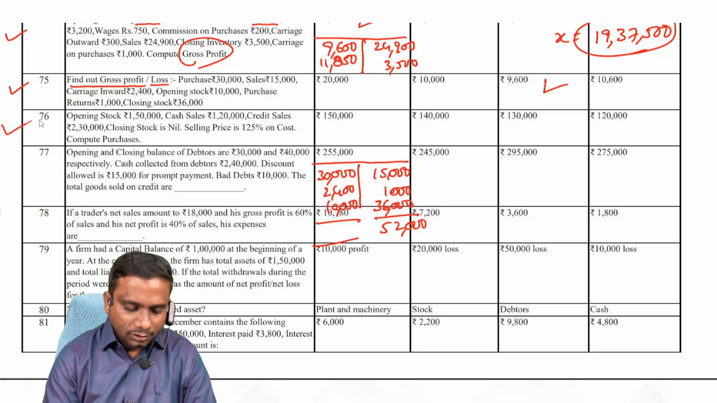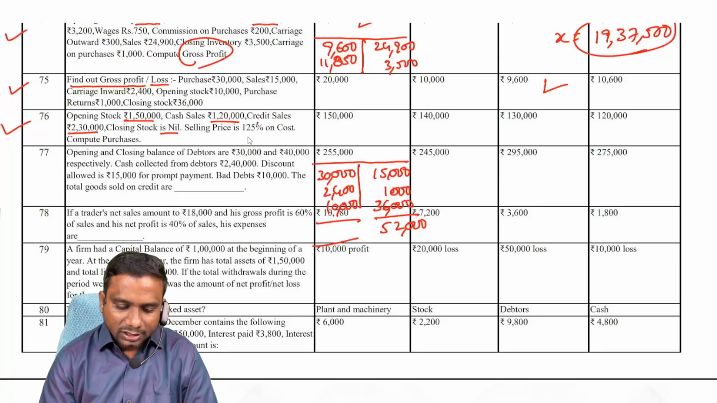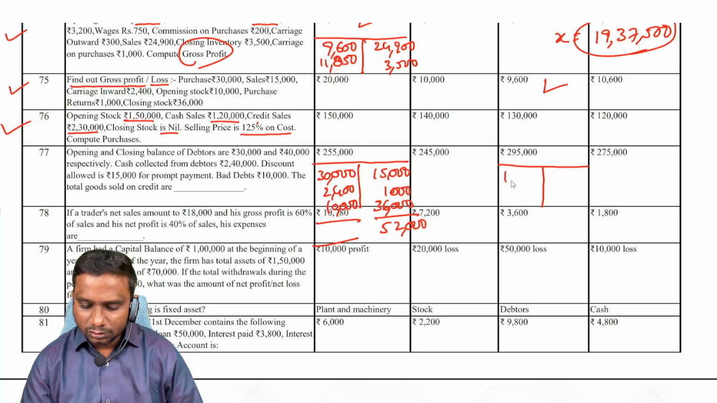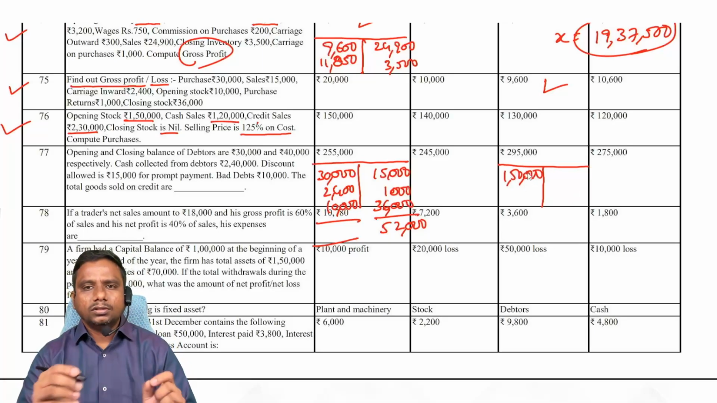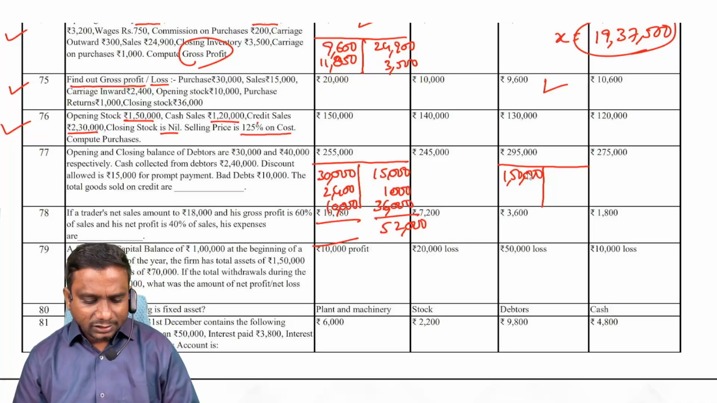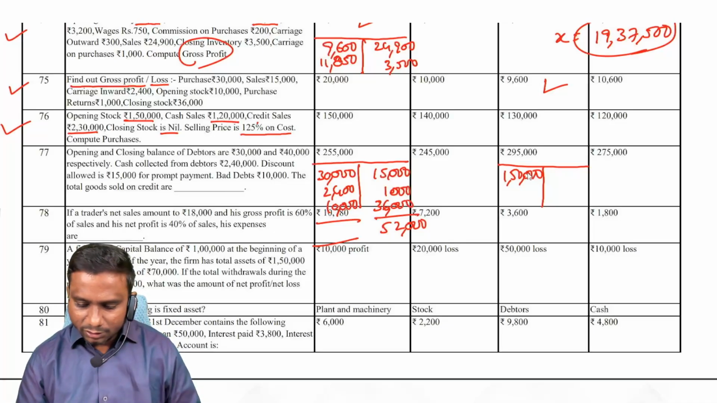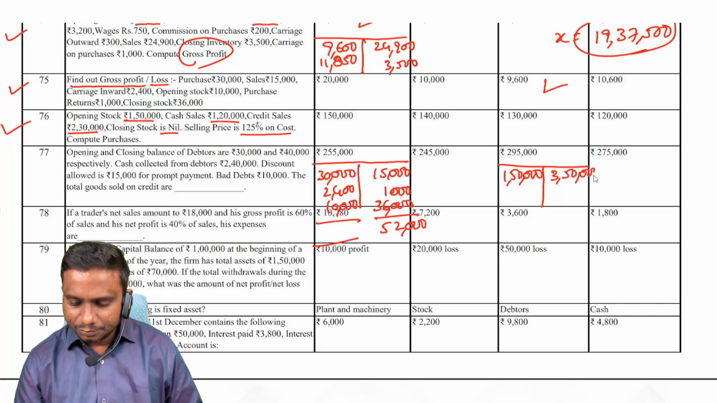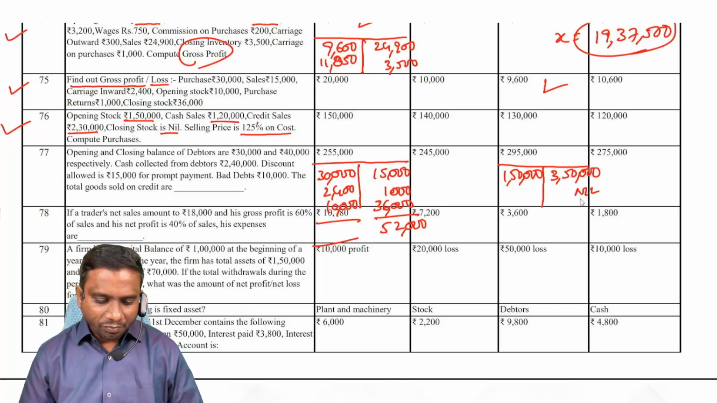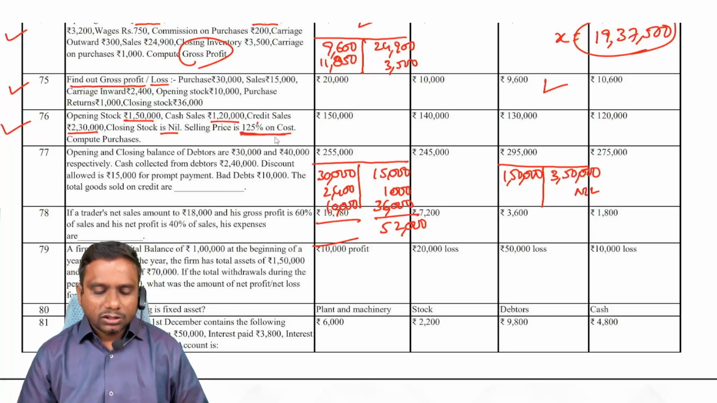Next one. 76. Opening stock 1,50,000, cash sales 1,20,000, credit sales 2,30,000, closing stock nil, selling price 125% on cost. Compute purchase. Simple. First, you roughly write down the information which they have given in an account format. Opening stock 1,50,000, cash sales plus credit sales total 3,50,000, closing stock nil. And the selling price is 125% on cost.